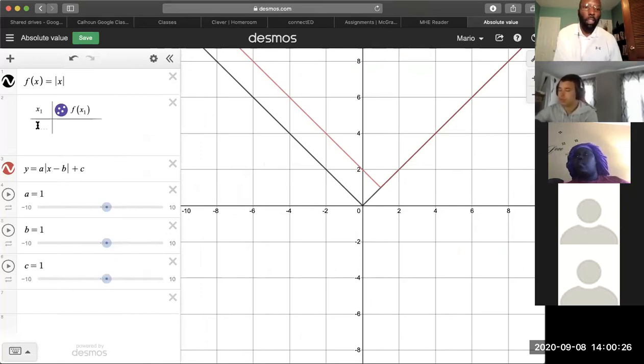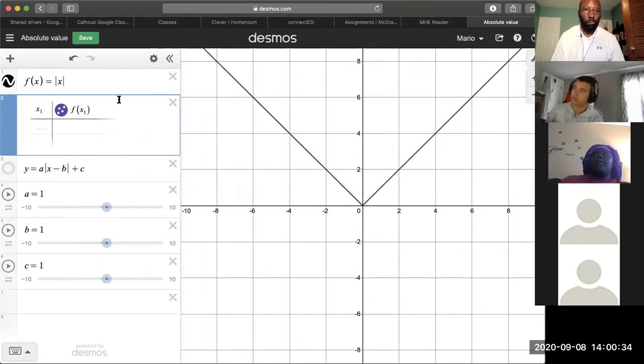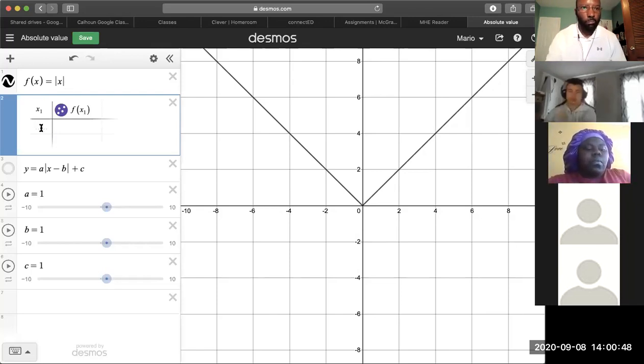So in black, let me close this for a second. All right, so in black, this is a function of absolute value. If you see bars like this, it means the absolute value. This will be read, the function of x equals the absolute value of x. So the output is whatever the absolute value of x is. So those bars mean absolute value.